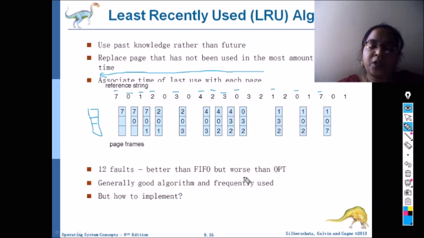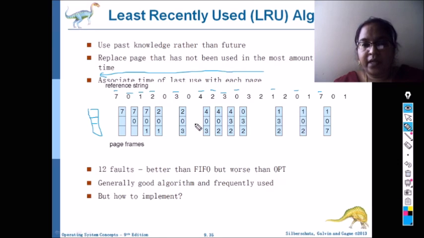But the optimal algorithm, theoretically it is very good, but practically judging the future cannot be done easily. So LRU is a good algorithm, and it is frequently used. In the next video we will see how we are going to implement this least recently used algorithm. It is the most famous algorithm which we will be using frequently, because judging the future is difficult, but judging the past is easy, as we already have knowledge of it.